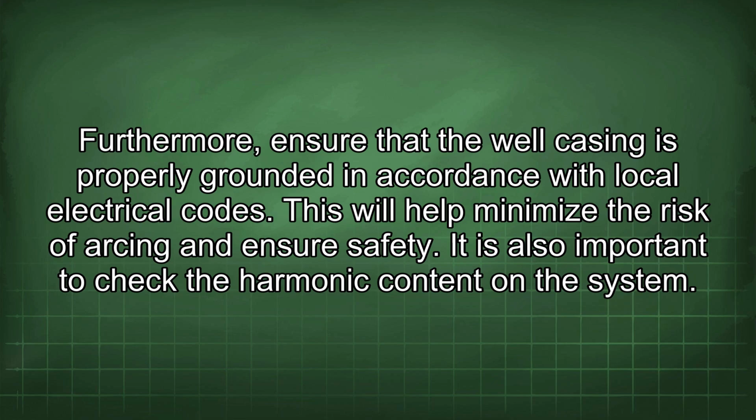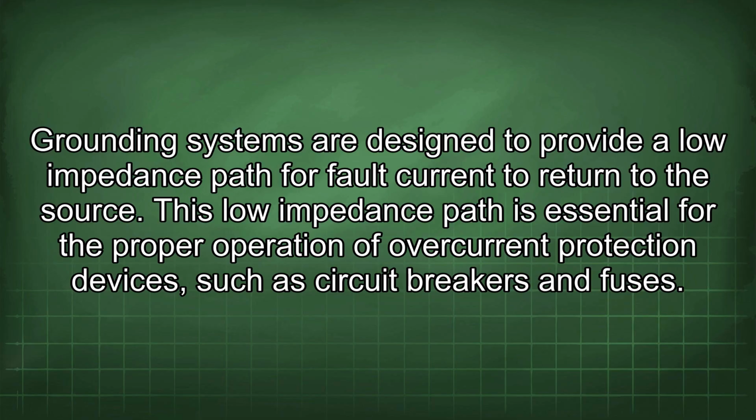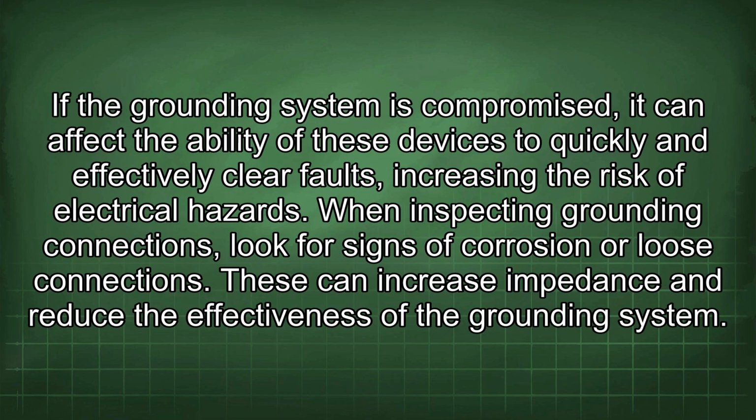It is also important to check the harmonic content in the system. High levels of harmonics can contribute to ground loops and exacerbate grounding issues. Harmonic filters may be necessary to mitigate these effects. Consider these additional points. Grounding systems are designed to provide a low impedance path for fault current to return to the source. This low impedance path is essential for the proper operation of overcurrent protection devices, such as circuit breakers and fuses. If the grounding system is compromised, it can affect the ability of these devices to quickly and effectively clear faults, increasing the risk of electrical hazards.